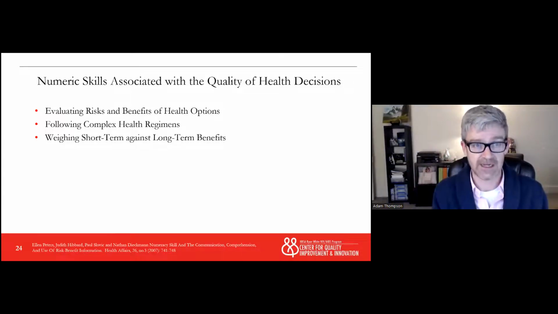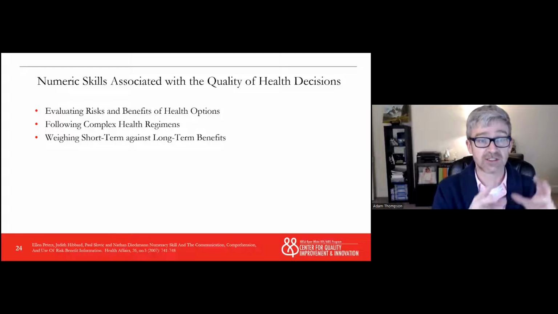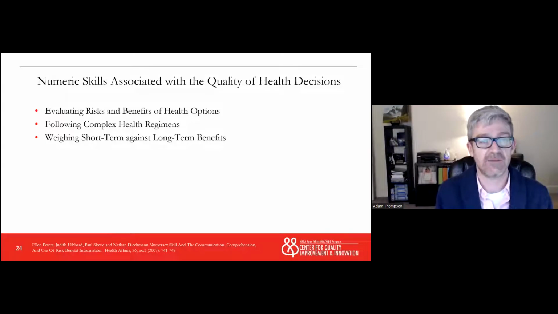That is really complicated. And it's complicated not just because there's a lot of instructions, but it gets more complicated when those instructions have quantitative information associated with them, or some kind of calculation or computation that needs to be done as part of that choice. Lastly, there's this ability to apply short-term and long-term benefits.